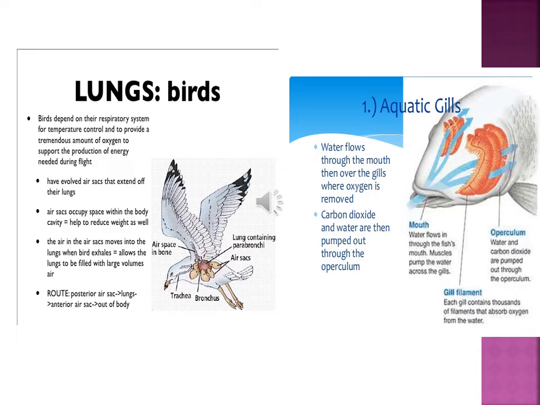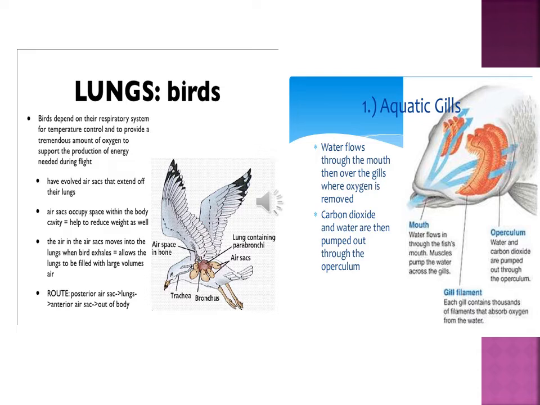When the air cells occupy the space within the body, they help to reduce the weight, as well as the air in this sac moves into the lungs. When the bird exhales, it allows the lungs to be filled with a large volume of air. So the air which enters through the lungs goes into the interior air sac, then out of the body.